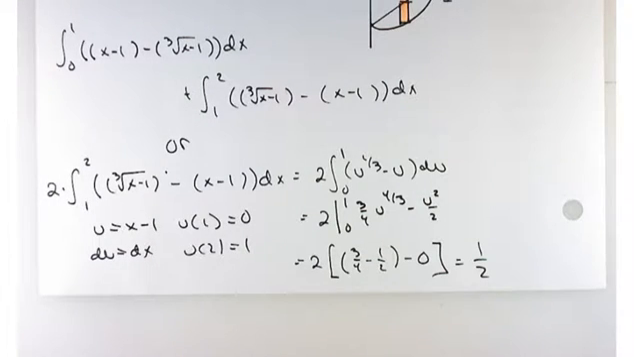Any thoughts on problem number 24 here? How are we looking on those? How are we looking on this one? Let's go back to our handout.